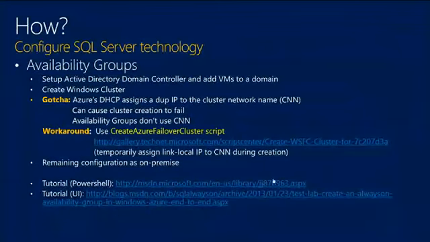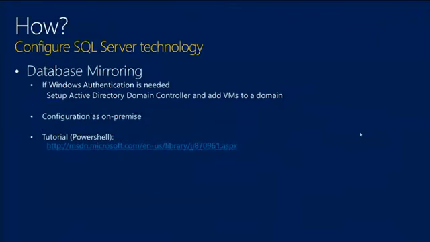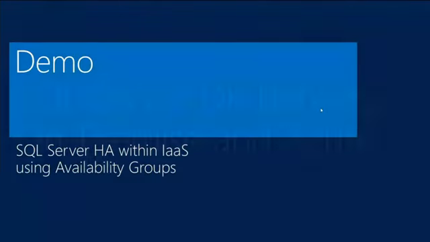Okay. So we talk about configuring availability groups. In the case of database mirroring, if you need to have Windows authentication, then you need to set up your Active Directory domain controller. If you don't need Windows authentication and you only need certificate authentication, for example, you don't need to set up the domain controller. Again, we have a tutorial with PowerShell of how you can automatically provision this so that when you provision your SQL servers, you can configure database mirroring as part of the provisioning.